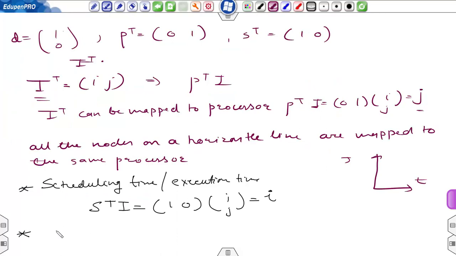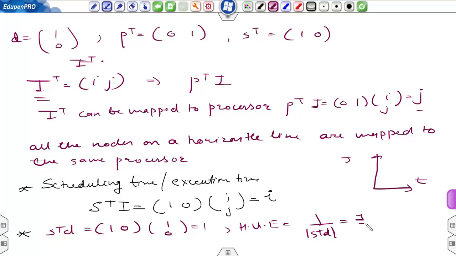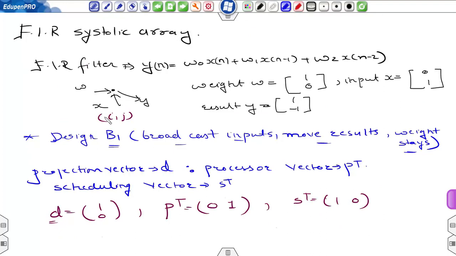To calculate the hardware utilization efficiency, we have to calculate the product of S transpose d. This is given by row vector [1 0] and column vector [1 0], that is 1. So the hardware utilization efficiency is 1 upon the magnitude of the product of the transpose of the scheduling vector and the projection vector, that is 1. That is 100%. So now we have to perform edge mapping.